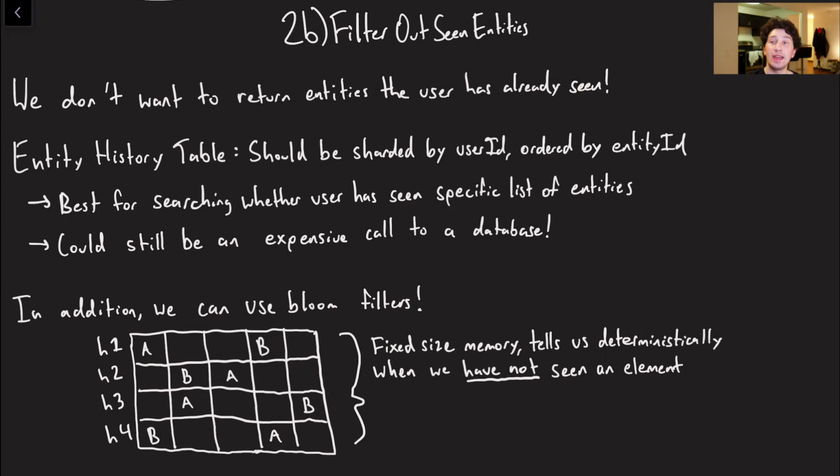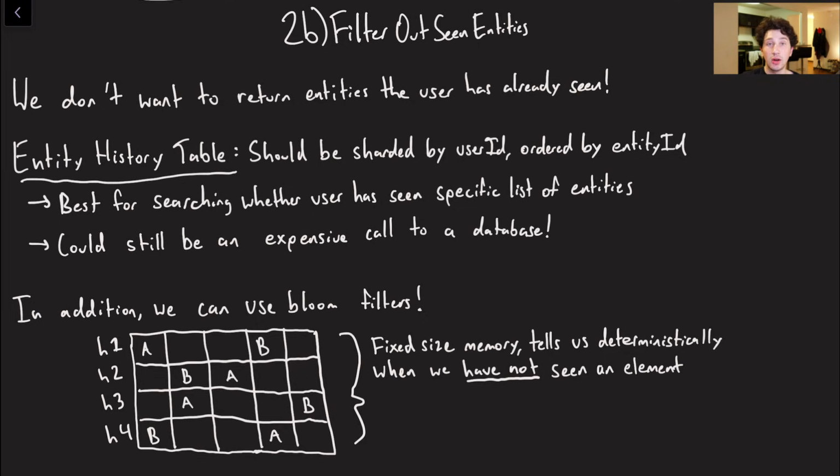Cool. The next piece that we're going to be talking about is actually filtering out seen entities. Once I have a sorted candidate list, let's say of size 100, maybe I've already seen 10 of those entities and I don't want them recommended to me again. So how can we actually do this?